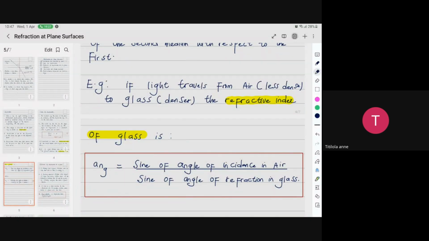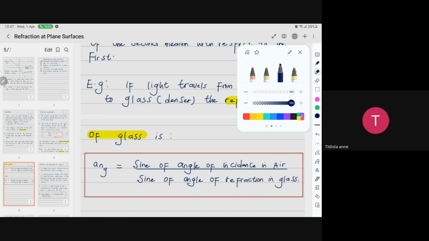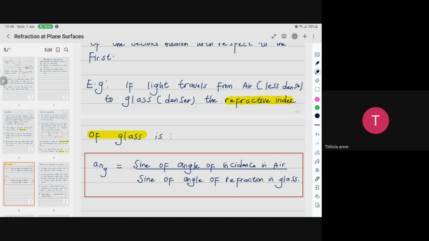So now, A is air, G is glass, which is denser. But this very refractive index is for the glass. So this simply means the refractive index of the glass with respect to air. Please take note of that. It's going to help us as time progresses. So refractive index of glass with respect to air. So that is what this thing represents.